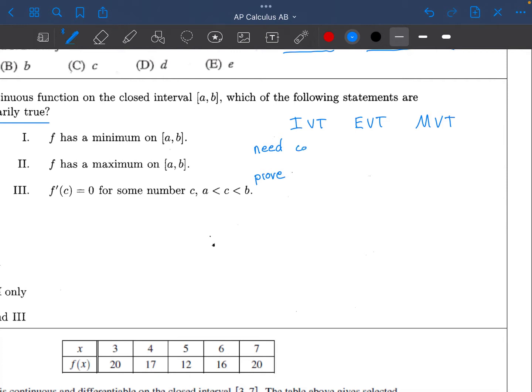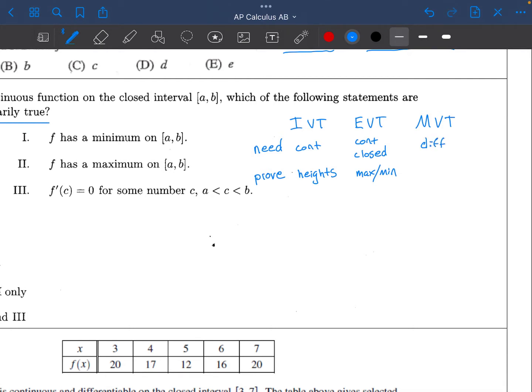IVT needs to be continuous, and if it is continuous, then it proves heights. EVT needs 2 things. It needs to be continuous and it needs to be closed. If those 2 things are met, then it proves maxes and mins. It only proves that they exist. It doesn't prove where they are. And MVT only needs 1 thing. It needs to be differentiable.